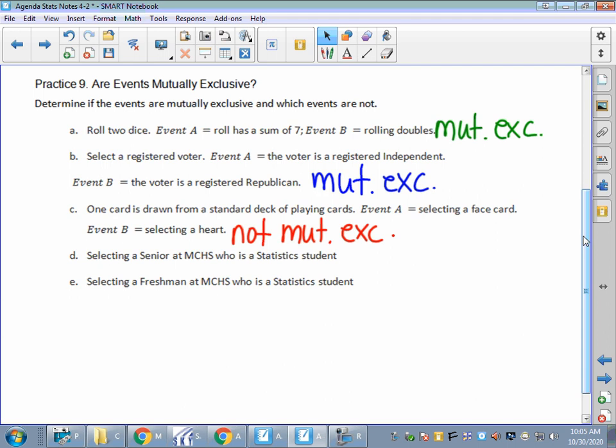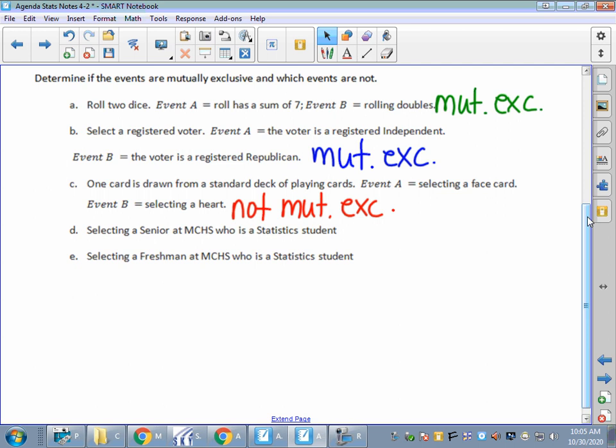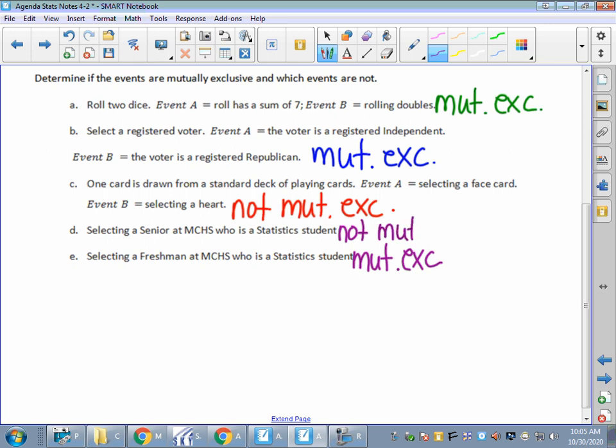We already did example E. Example E says selecting a freshman at Marine City High who is a statistics student. Well, you might have to know that I don't have any freshmen or sophomores in statistics, so that cannot happen at the same time. So these are mutually exclusive. These guys are not mutually exclusive because it could happen that you have a senior who is also a statistics student. So just kind of working through that terminology.